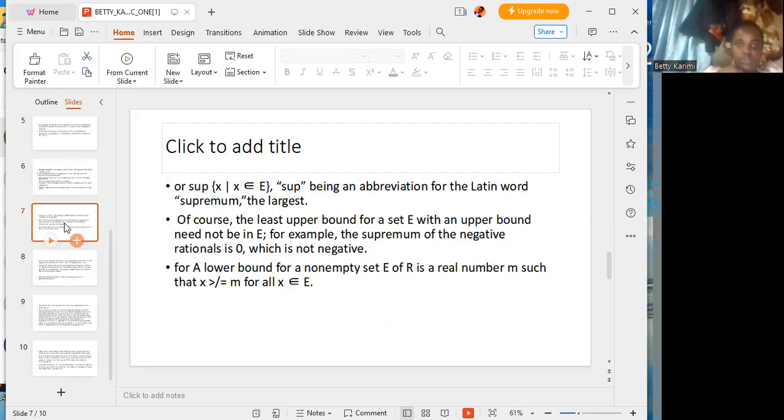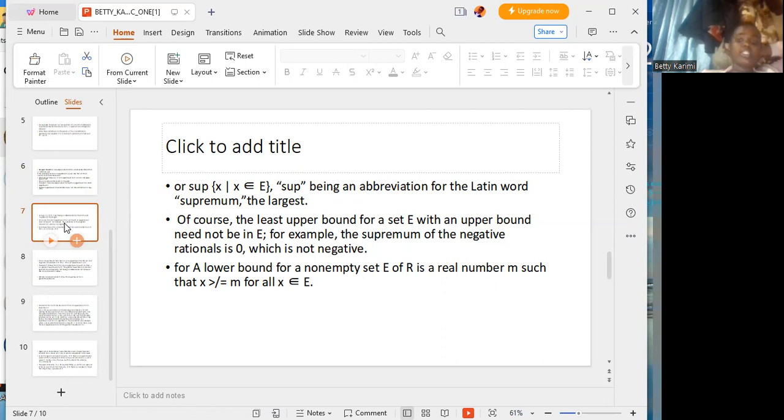Or sup x, x element of E, sup being an abbreviation for the Latin word supremum, the largest, or the supremum in short. Of course, the least upper bound for a set E with an upper bound need not be in E. For example, the supremum of the negative rationals is 0, which is not negative.